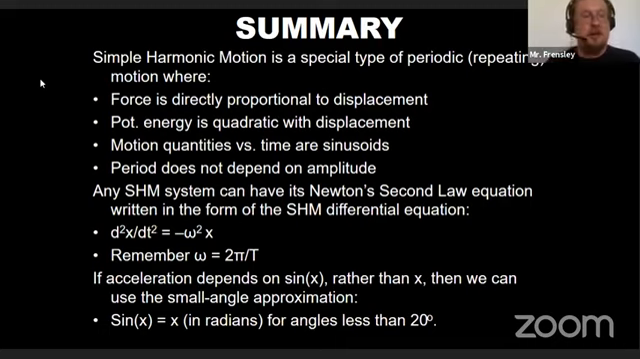That's simple harmonic motion. Any simple harmonic motion system can be written in the form of acceleration equals negative a constant times position. So acceleration is directly proportional to position and has the opposite direction. Omega is 2 pi over the period. And if acceleration depends on sine x or sine theta, you get to say that sine x is the same as x, sine theta is the same as theta, if you keep that theta small. 20 degrees, whatever that is in radians, I don't even know.